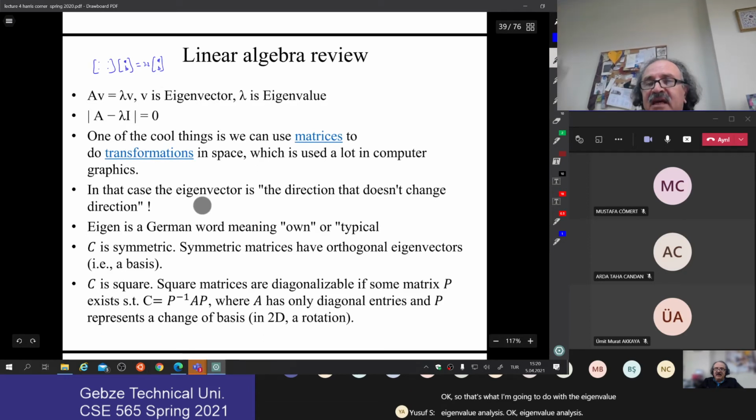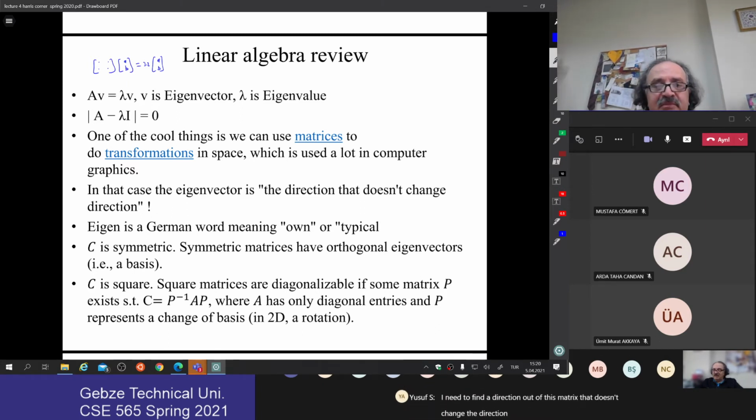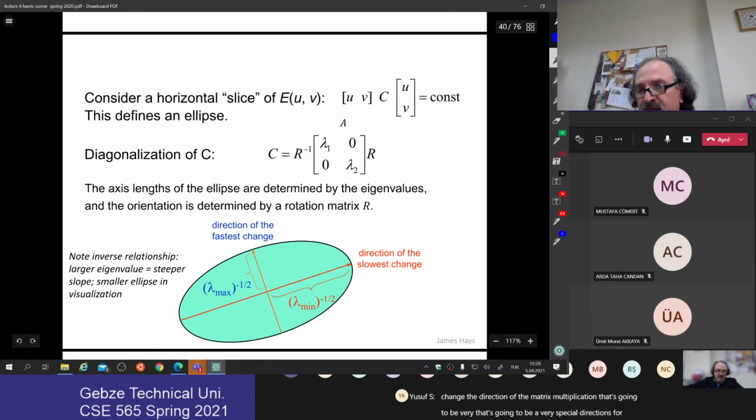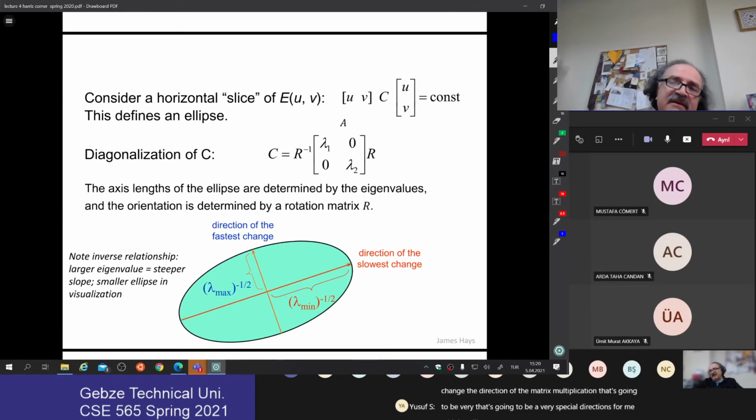It means that I need to find a direction out of this matrix that doesn't change the direction of the matrix multiplication. Those are going to be very special directions for me.